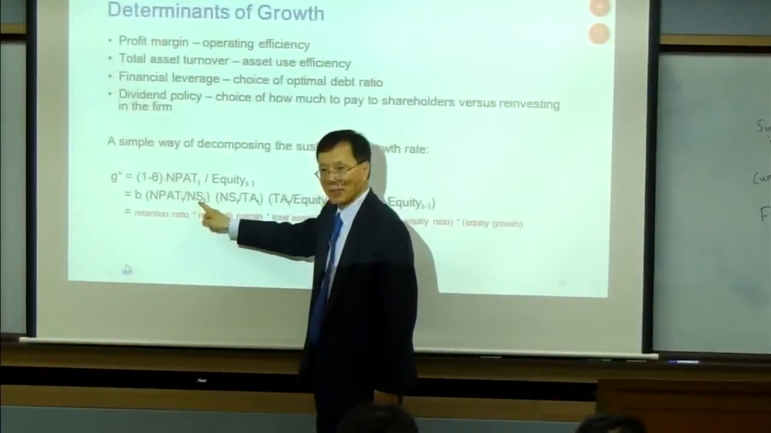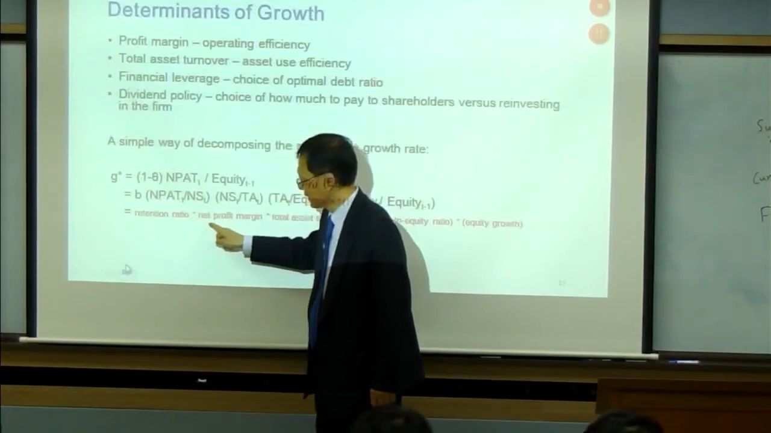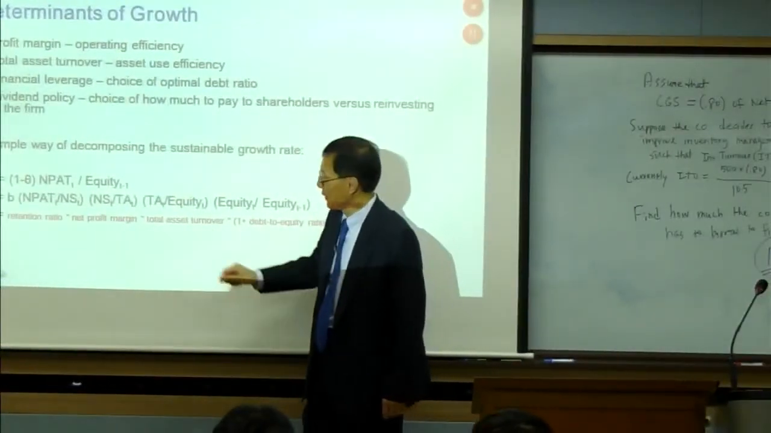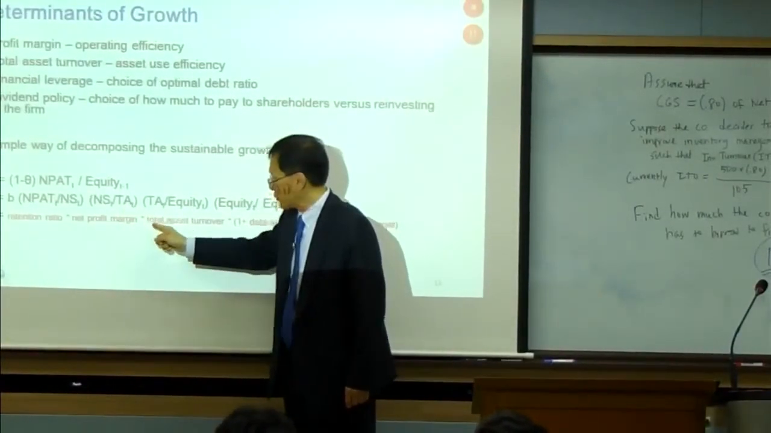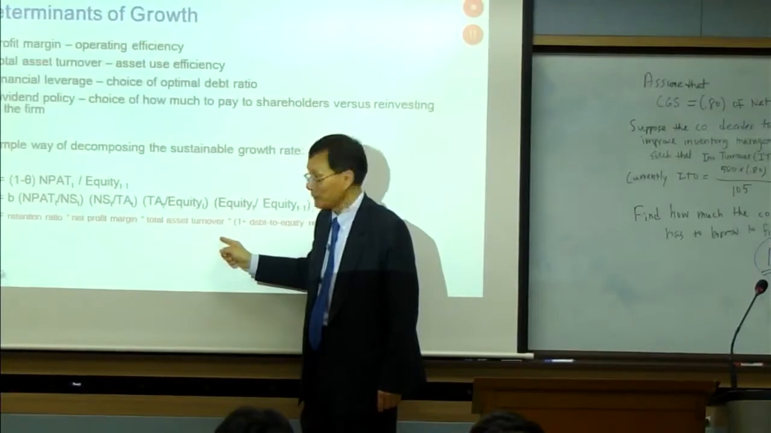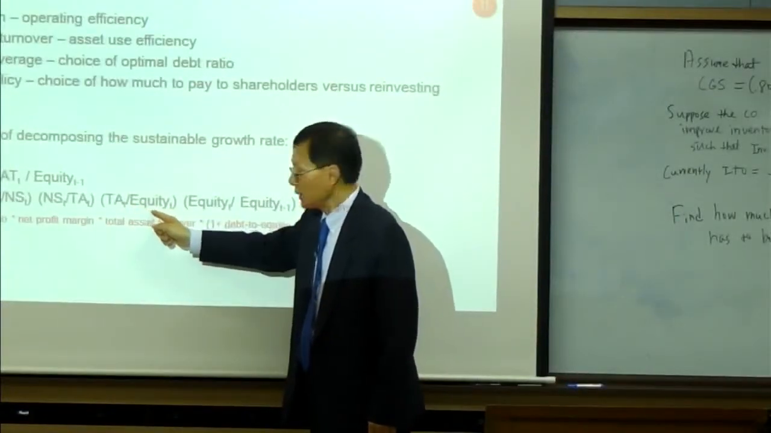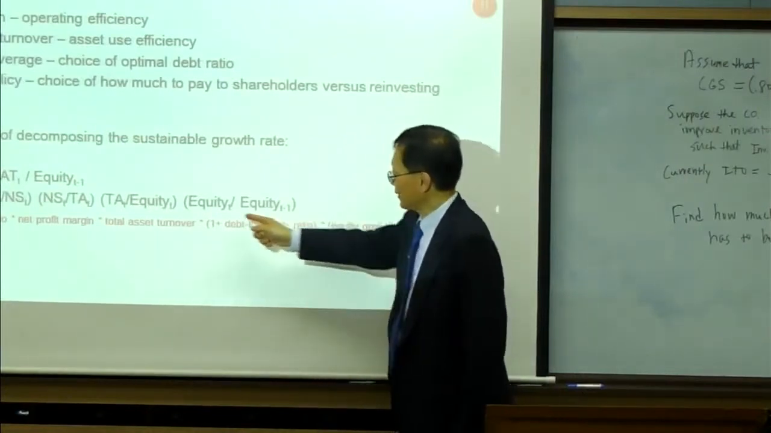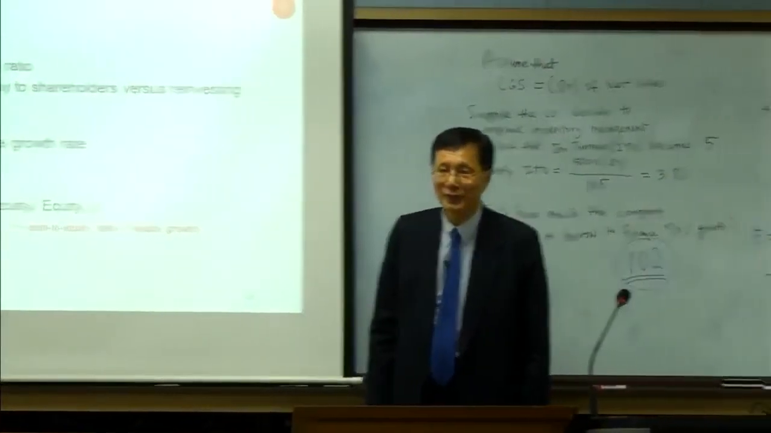Net profit after tax divided by net sales. What is this number called? Net profit margin. Net sales divided by total assets. That's total asset turnover. And total assets over equity. That's 1 plus the debt to equity ratio. And equity T divided by equity T minus 1, that's equity growth.